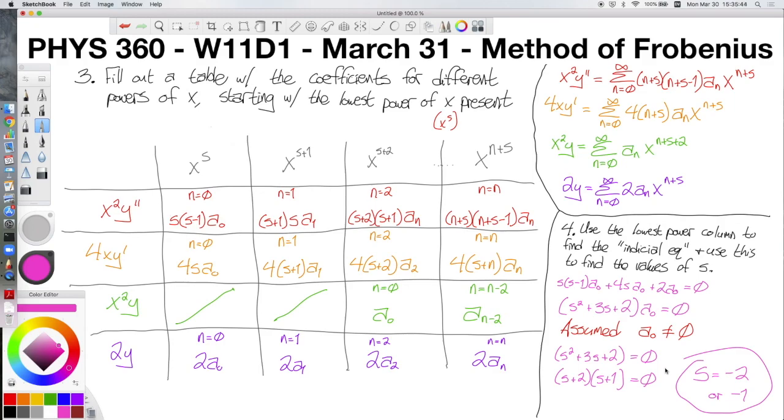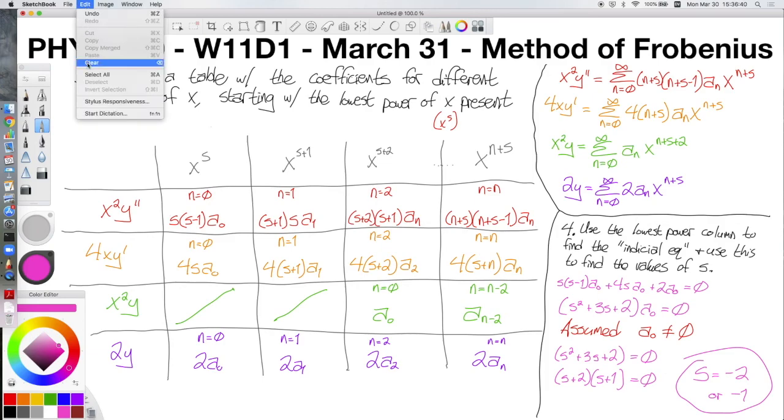So we've reached a major milestone here. We now know the values for s that are going to appear in our solutions, which means one of our solutions is going to start with an x to the -2 power, and the other solution is going to start with an x to the -1 power. So what I'm going to do now is clear off this page. Keep it handy because you'll need some of these numbers for our future work. And we're going to move on to the next step here.